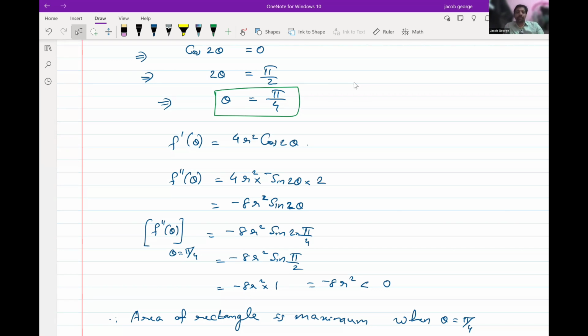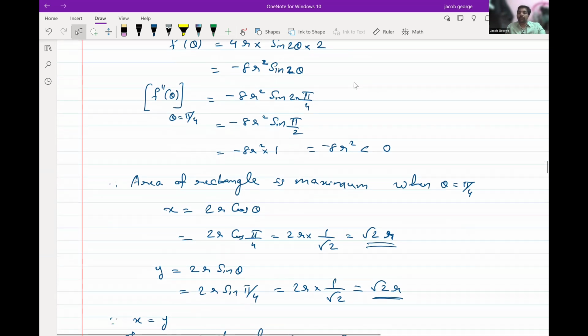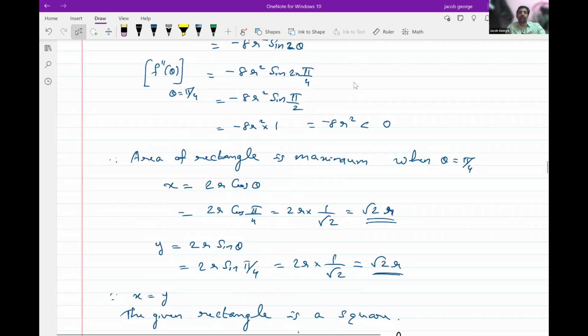Then as per the question, we have to prove that x and y are equal. It is a square. Square means x and y should be equal. So find out x and find out y. We get both are equal, so it will be a square. What is x? 2r cos theta, that is 2r cos pi by 4. Cos 45 is 1 by root 2. So it is root 2 r. x is root 2 r. y also we get the same, root 2 r.